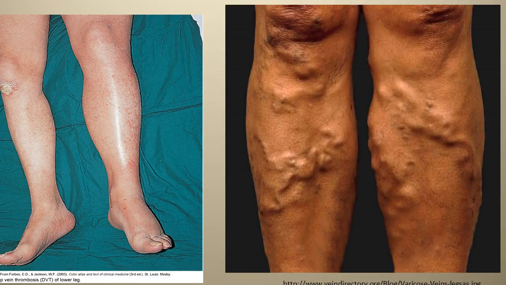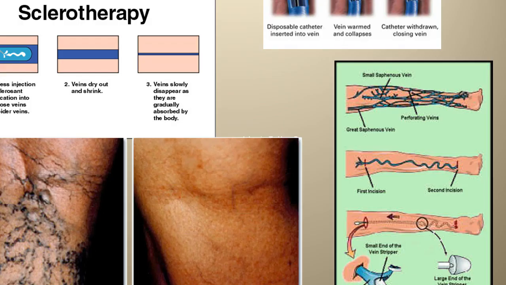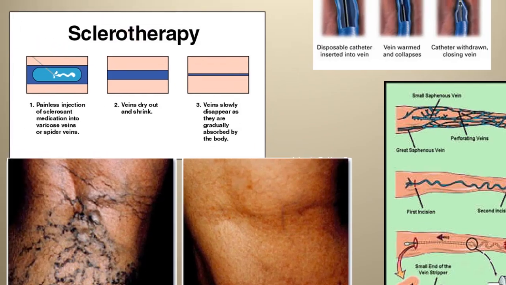And this is a DVT, and as you can see, this left leg is much more edematous, the calf. And these are what we call those bulging varicosities that really look very painful. These are the ones that we might see sclerotherapy done on, or even surgical removal. And this is what they actually do. I hope you see, they inject this into the varicosities, and the veins dry out and shrink, and then they slowly disappear as they are gradually absorbed by the body.